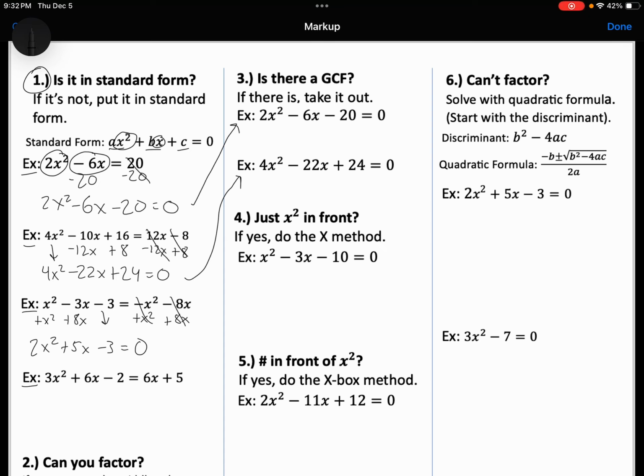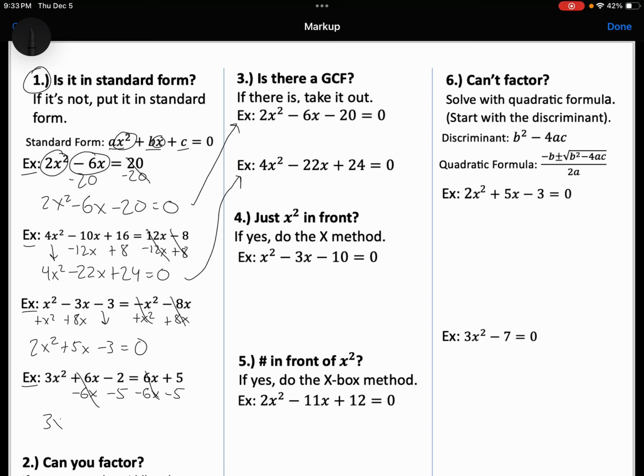For this final example, we have 3x squared plus 6x minus 2 equals 6x plus 5. I'm going to subtract 6x from both sides in order to get rid of the 6x, which means I can subtract 6x over here. 6x minus 6x will also cancel out there. Then I have a plus 5 here. In order to get rid of that, I would do minus 5. So I'll do minus 5 on the other side as well.